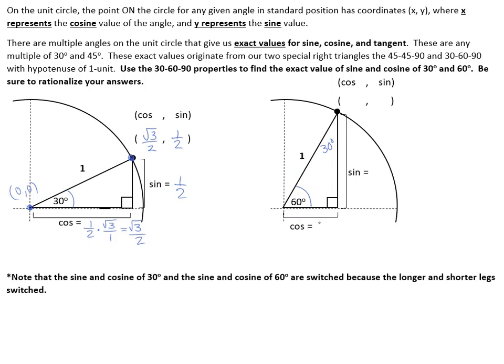This time though, our short leg is down here. So half of our hypotenuse is 1/2. And if we again multiply by square root of 3 from our short leg, we get root 3 over 2. So our x and y values have flip-flopped here because our shorter and longer legs have switched. And that's the note at the bottom: x and y here in our coordinates for 30 or 60 degrees are flip-flopped, because in the special right triangles, which one is the shorter leg and longer leg have switched.